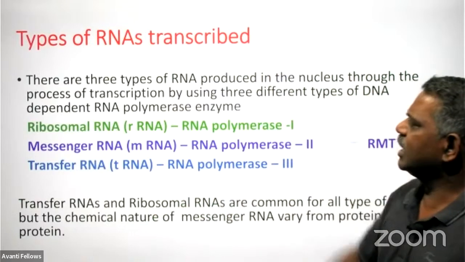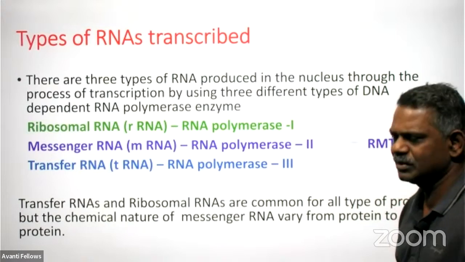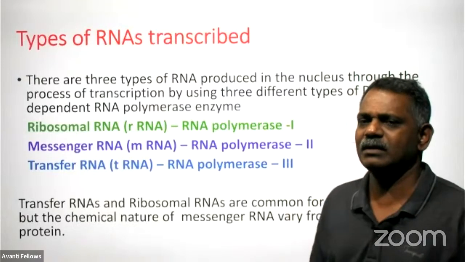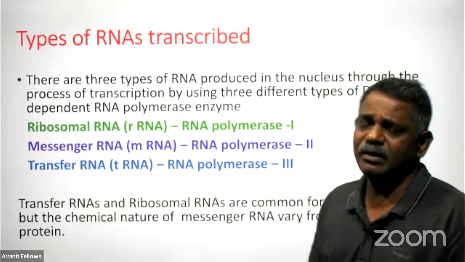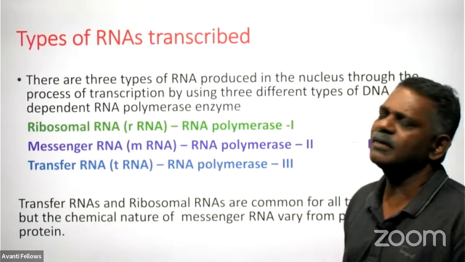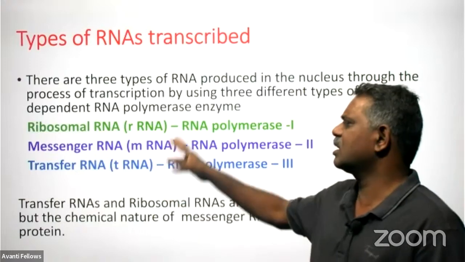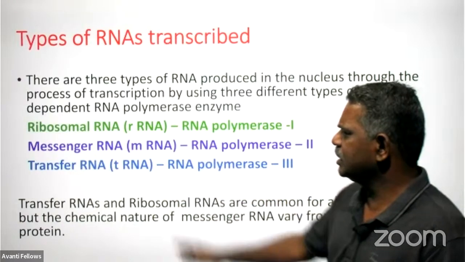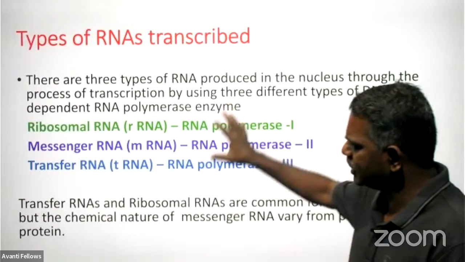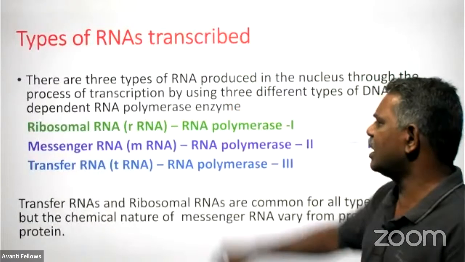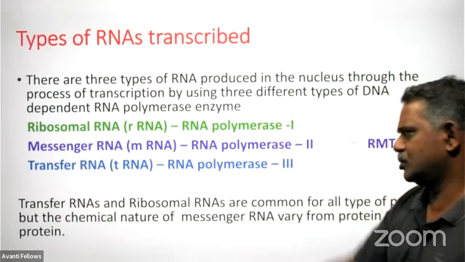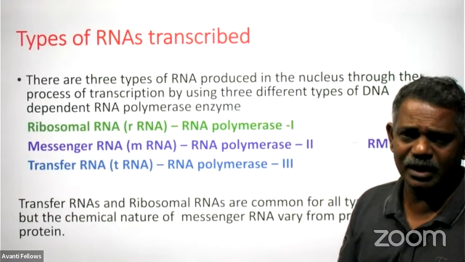So come to the types of RNAs transcribed. As I told you, there are three types of RNA transcribed from the DNA. One is ribosomal RNA, rRNA. Second one is the messenger RNA, mRNA. And third one is the transfer RNA or tRNA. And to synthesize these three different types of RNA, three different types of polymerase enzyme are also used. RNA polymerase means what?